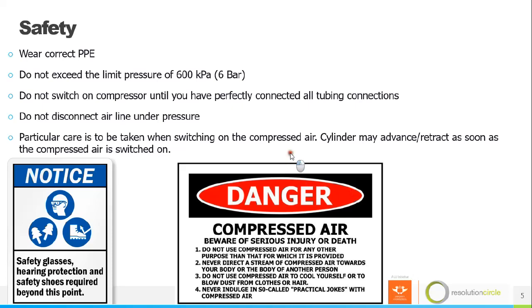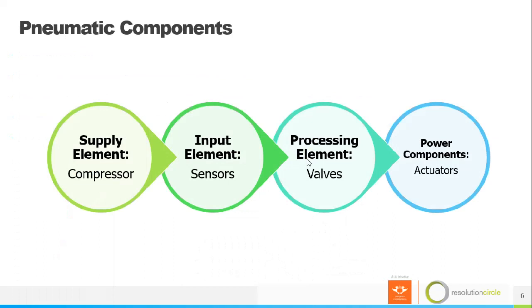Okay, so we're going to talk about pneumatic components. We have supply elements, we have input elements, we have processing elements, and we have power components. In the supply elements, we will find things like the compressor, because the compressor is the source of our pressurized air, since pneumatics works with pressurized air. Input elements are the sensors, things like push buttons and your limit sensors. We're going to touch on those as we progress with the lesson.